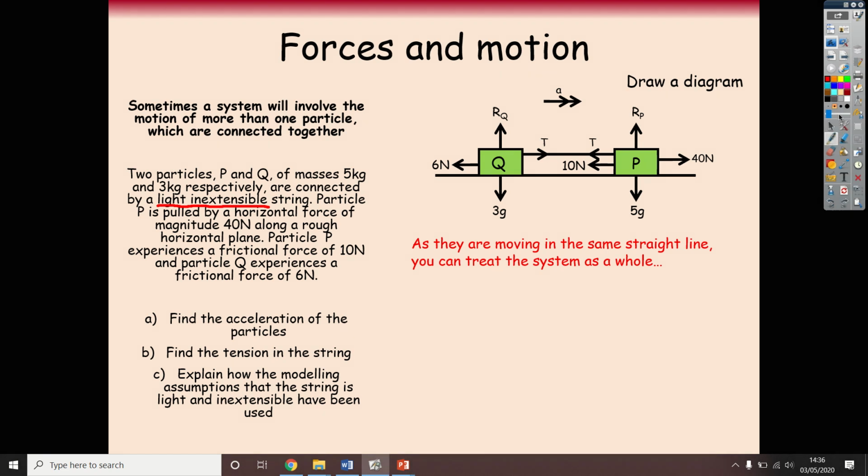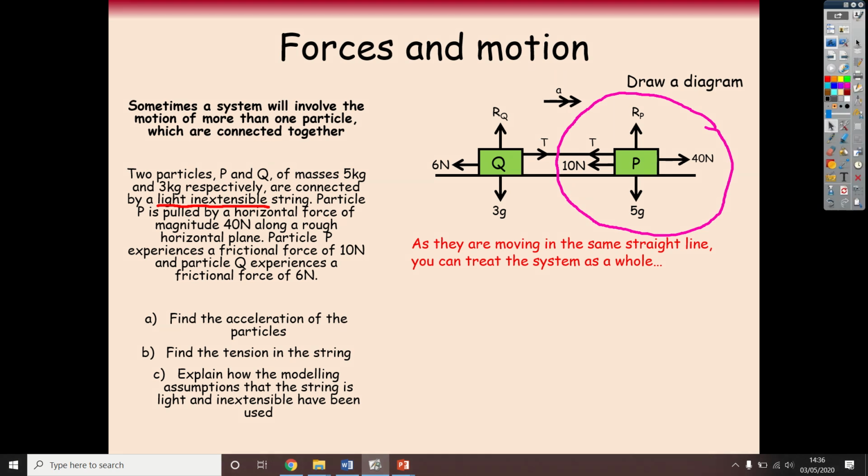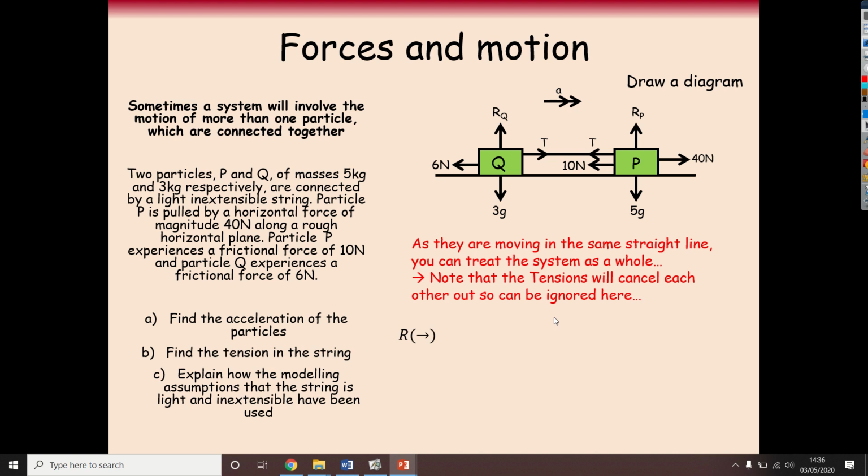Okay? If you just think of one part of this system and resolve on just this portion, for example, then you're going to have an equation with T and a in it, which you don't want. So it makes sense to treat the whole system as a whole. So let's do that. We're going to resolve to the right in the direction of the acceleration and write down everything that goes in that direction or against it. That's all the red stuff, with the acceleration as well.